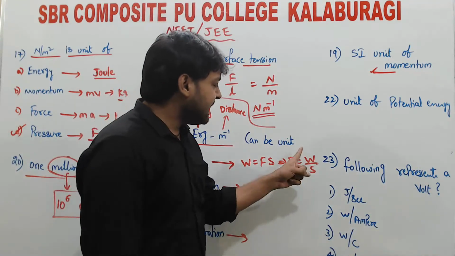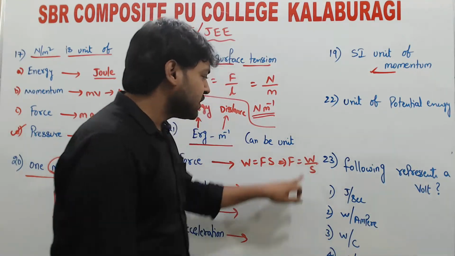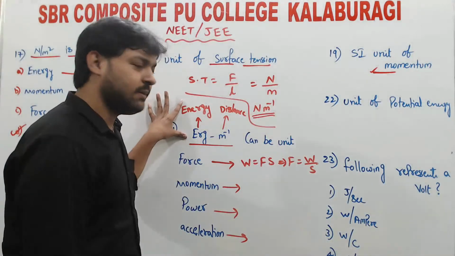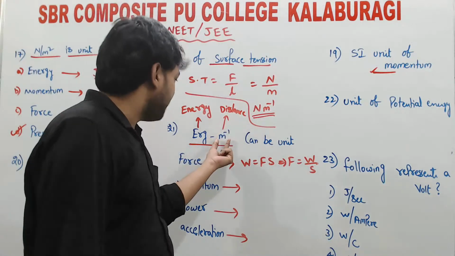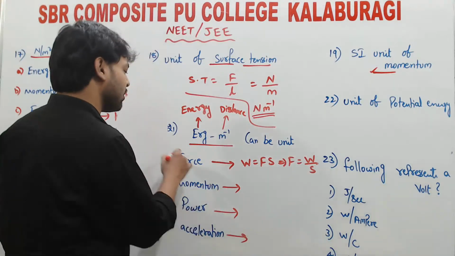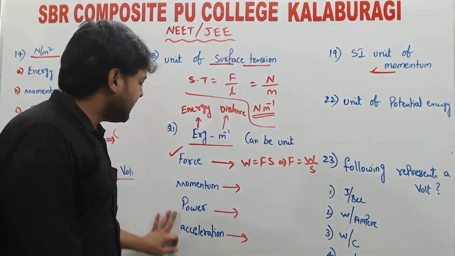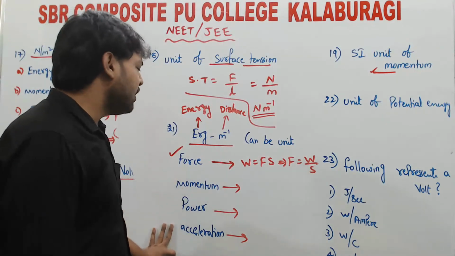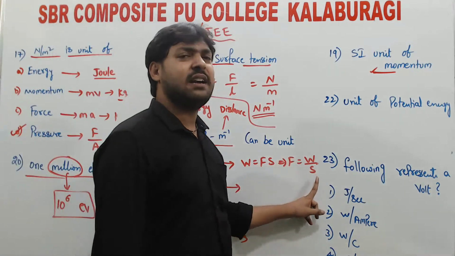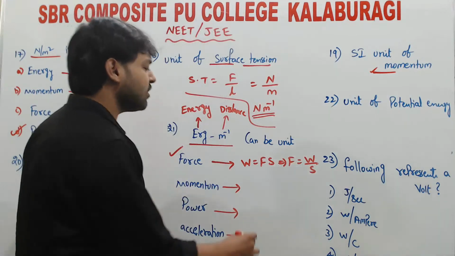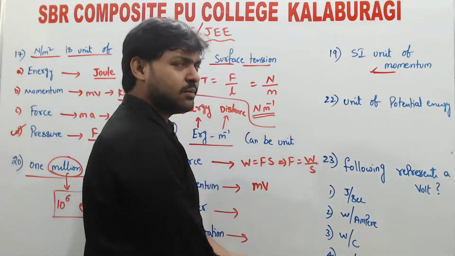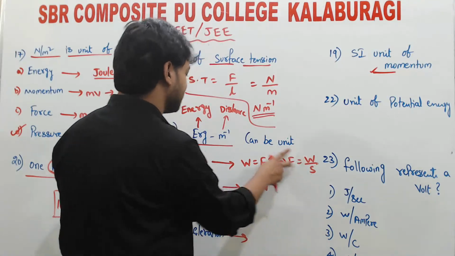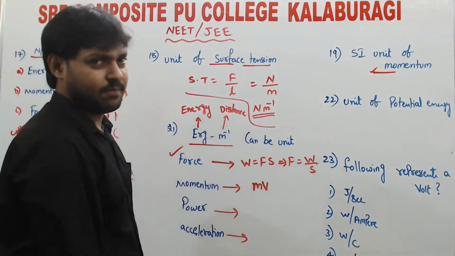So force I can write as work done by displacement. Work done is nothing but energy, and displacement is the distance or displacement per meter. So directly I can go for force. No need to discuss about this. Why? Because they won't be in an order of energy divided by distance. Momentum you can write as mass into velocity, but if we change in terms of energy, it won't be like this. We won't get this unit, right?